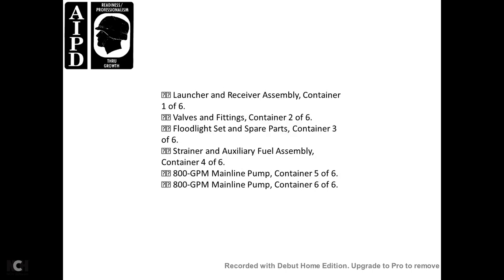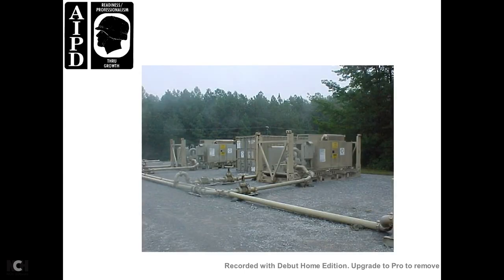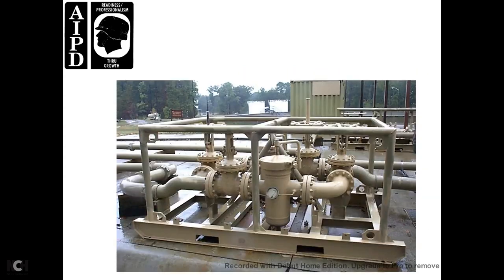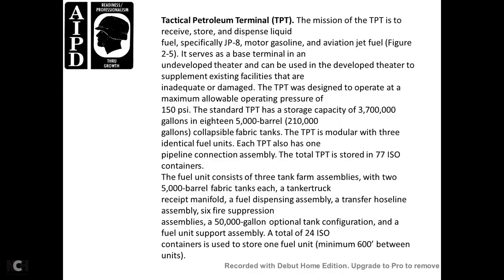Launcher and receiver assembly, container 1 of 6. Valve fittings, container 2 of 6. Flood set and spare parts, container 3 of 6. Strainer and auxiliary fuel system, container 4 of 6. 800-gallon mainline pump, container 5 of 6. 800-gallon per minute mainline pumps, container 6 of 6. It shows a pipeline pump station.